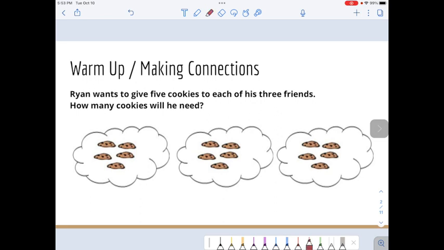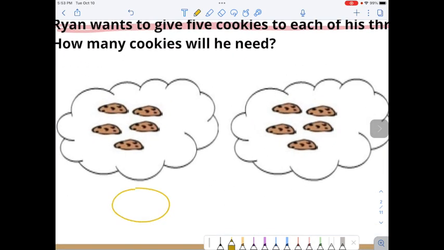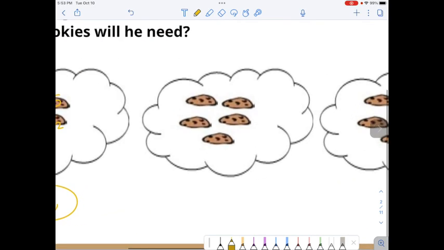In this example, Ryan wants to give 5 cookies to each of his 3 friends. So here's friend number 1, smiling. Yay, cookies! He gets 1, 2, 3, 4, 5 cookies. Great. Here's friend number 2. Woohoo, cookies! 1, 2, 3, 4, 5.